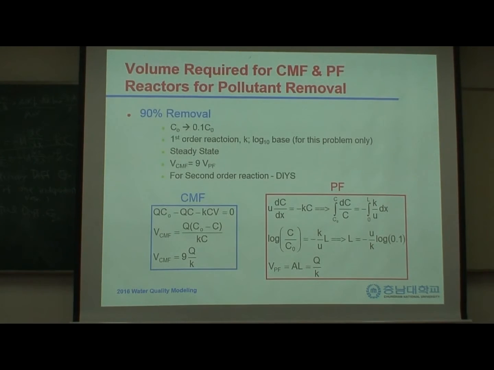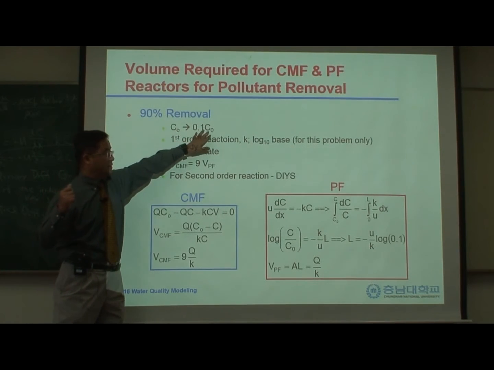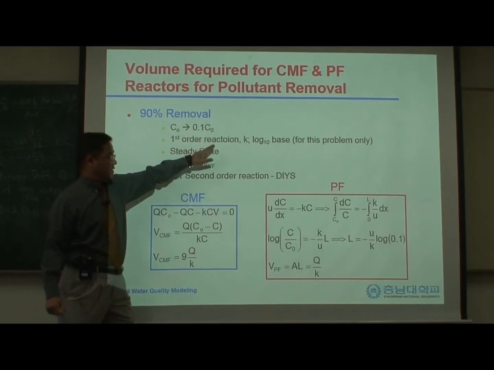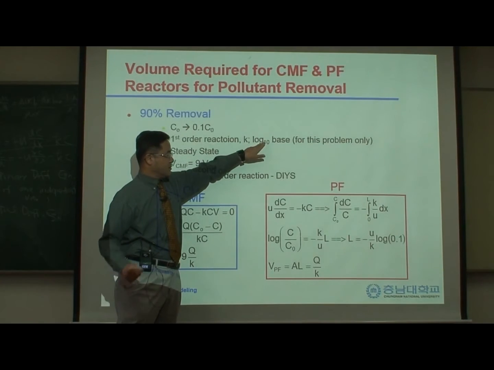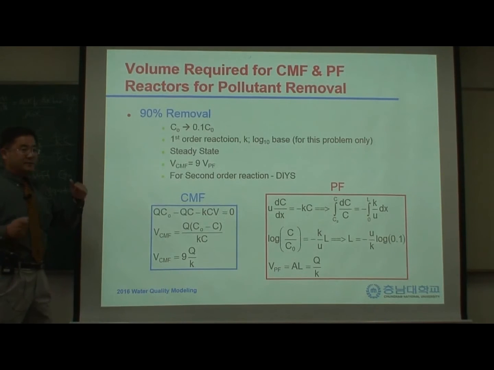All right. So this is going to be your homework. Listen carefully. I want to remove my pollutant by 90%. So this is my final concentration. I have a first order reaction and k has a base-10 form. Steady state means my dC/dt will be 0.